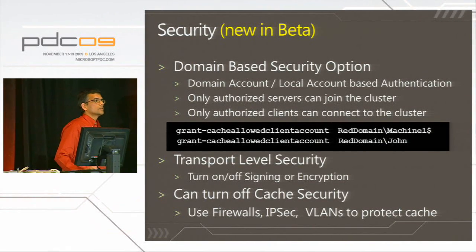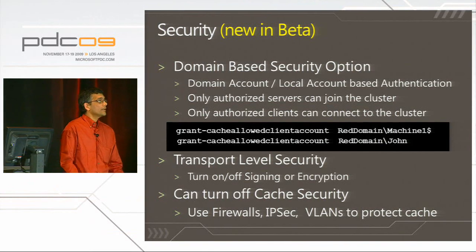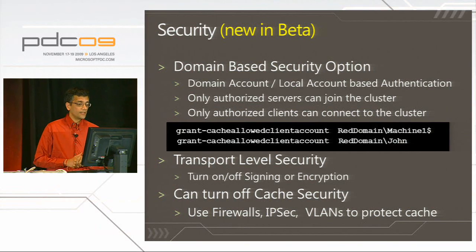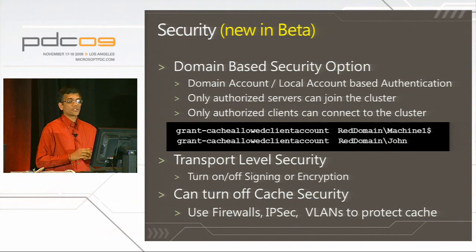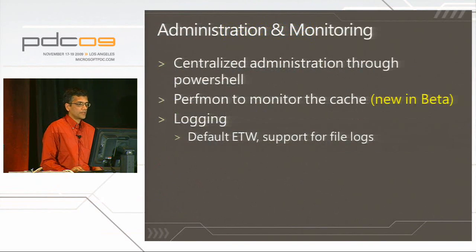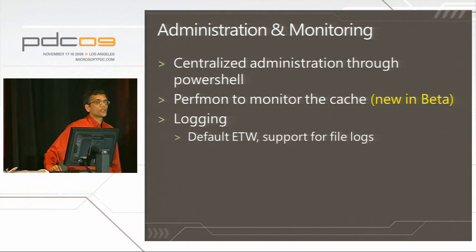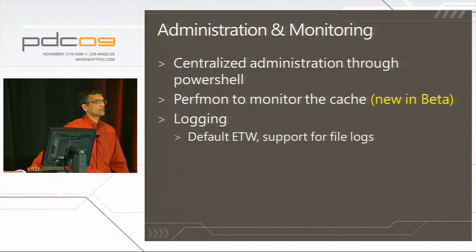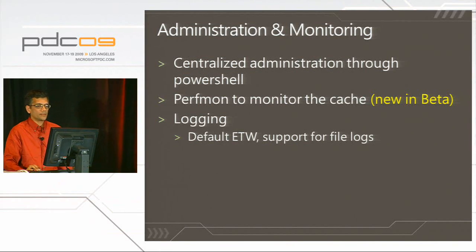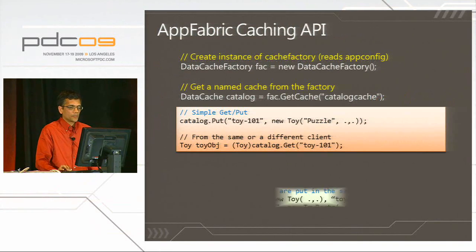One thing to also add, obviously, security does add overhead. So if you already have other security that you can use, you can turn it off explicitly. You can turn off security altogether, or you can have higher levels of protection in your security. And like I said, for admin and monitoring, we do use PowerShell. We also have perfmon counters enabled. We have about 40 or 50 perfmon counters that you can look at in the cache. That's new in beta. I'm going to skip this.